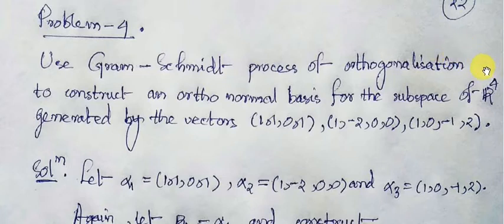Here we have considered the Euclidean space R4, and conventionally the inner product defined on this Euclidean space is the standard inner product. In this problem you have to construct an orthonormal basis for the vector space which is generated by these three vectors: (1, 1, 0, 1), (1, -2, 0, 0), and (1, 0, -1, 2).